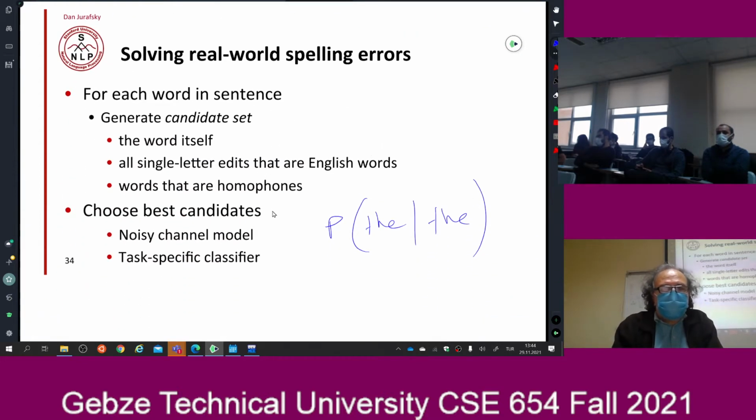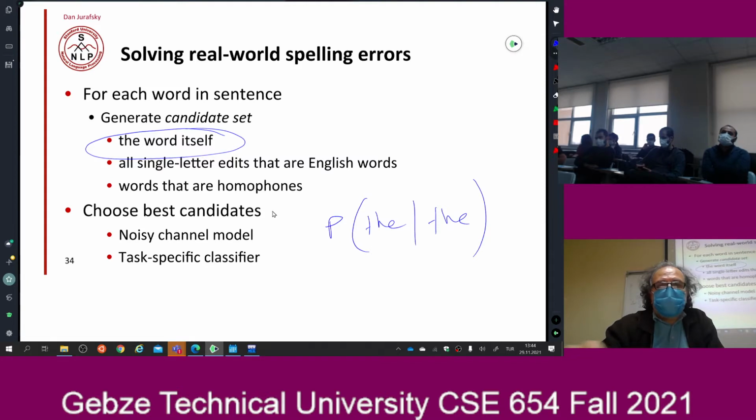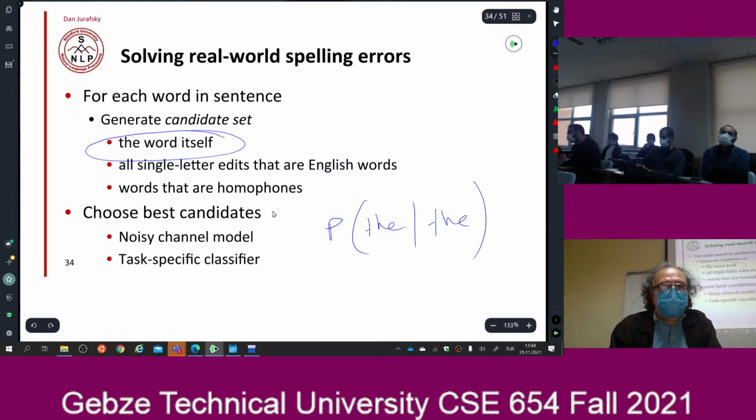So what are we gonna do? We are going to generate the candidate set for each word. The candidate set includes the word itself. If I type the, maybe I really meant the, right? And single related edits that are in English words, and the homophones.